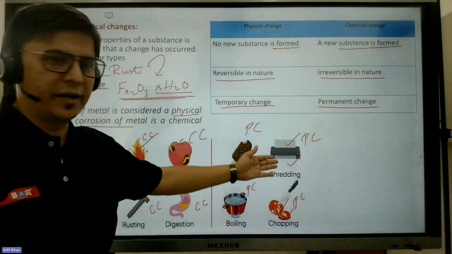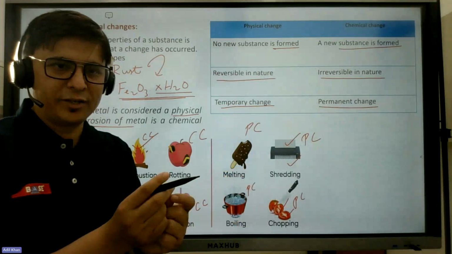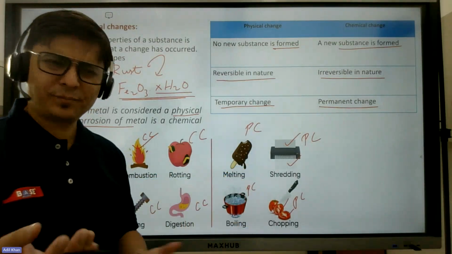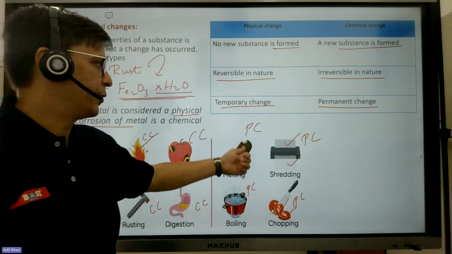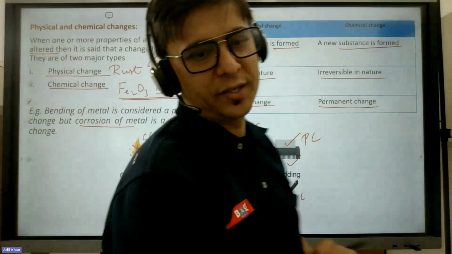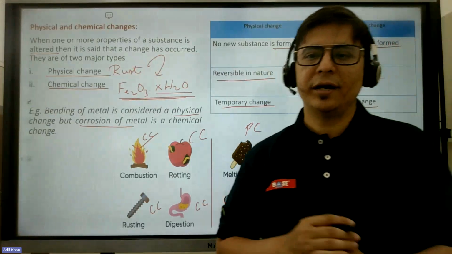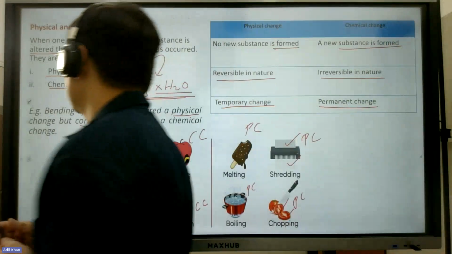You can join shredded things also using glue or other things. This chopping part you can join using something, you can stitch also. And here it is temporary in nature, whereas chemical changes are permanent in nature. I hope this is clear to you also. The rusting part is important, so please remember that for your future concepts.